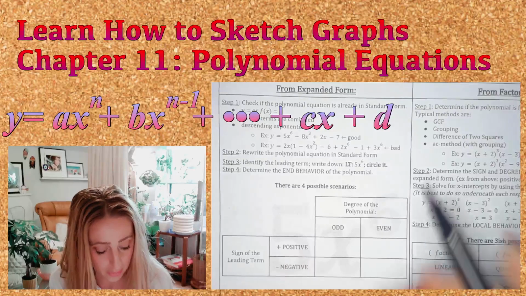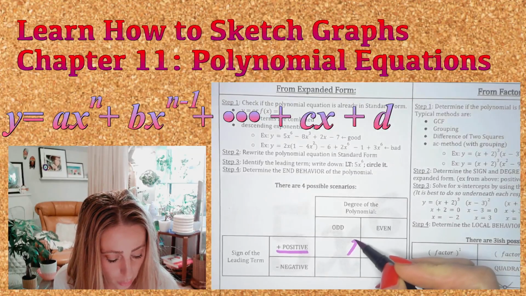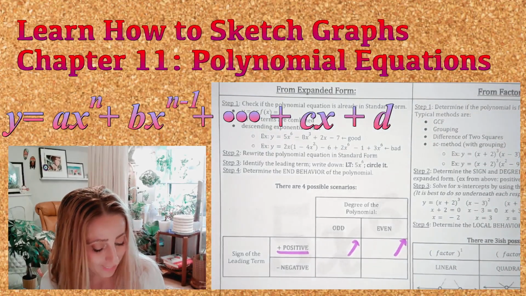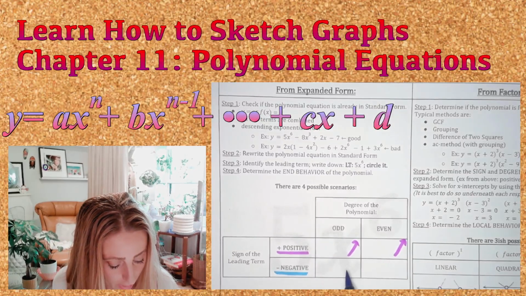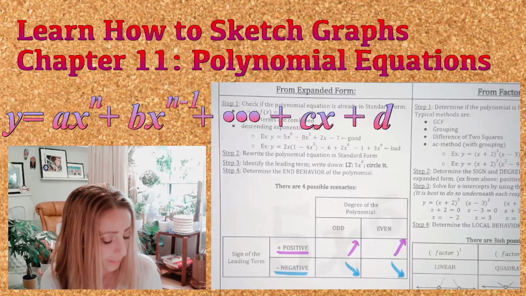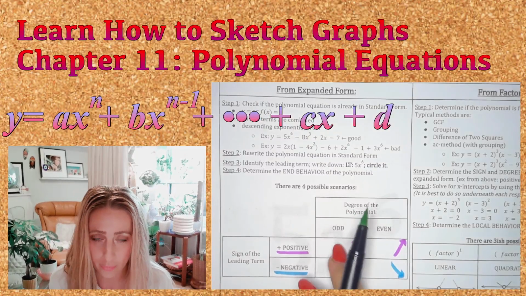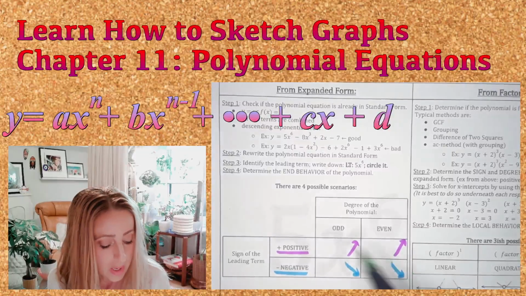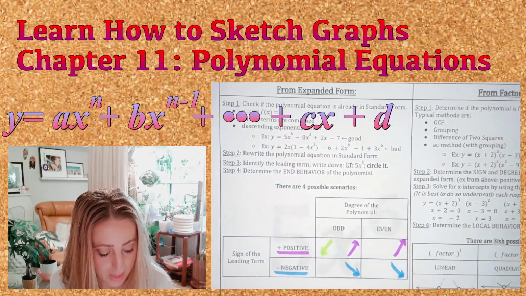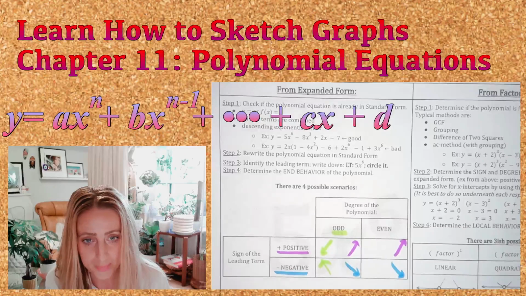If you have a positive leading term, your graph will finish pointing up on the right, no matter what. If you have a negative leading term, your graph will finish on the right pointing down. Then, if the degree, the power of your leading term, is odd, odd implies opposite. So if the right side is pointing up, the left side points down. If the right side points down, the left side points up. So if it's odd, we have opposite behavior.